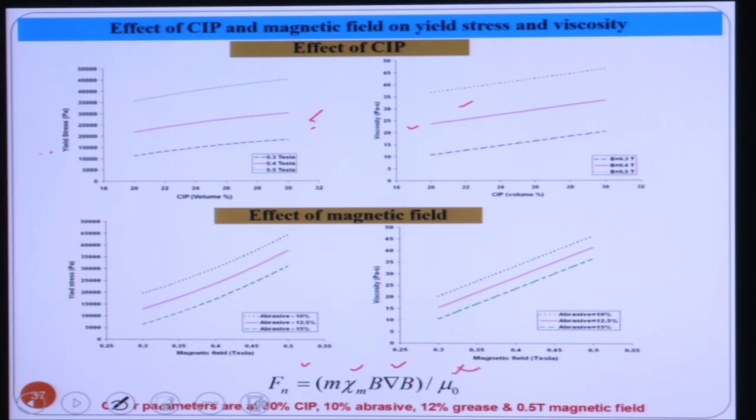All these experiments are shown here with 30% CIP, 10% abrasive, 12% grease, and 0.5 Tesla magnetic field. With the increase in CIP concentration, you can see both yield stress and viscosity increase. Why? Because when CIP concentration increases, the structure of these CIP chains becomes thicker, so it will become stronger.